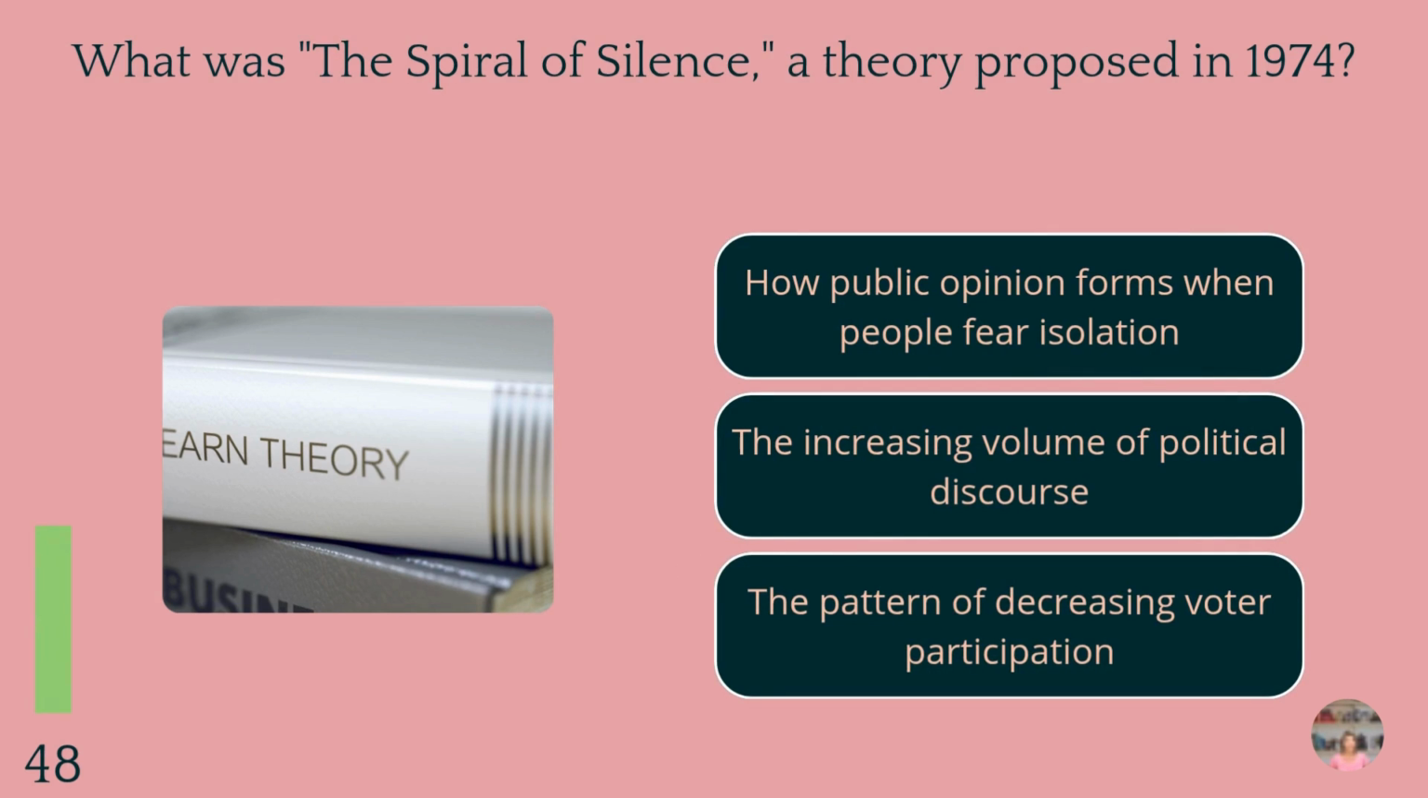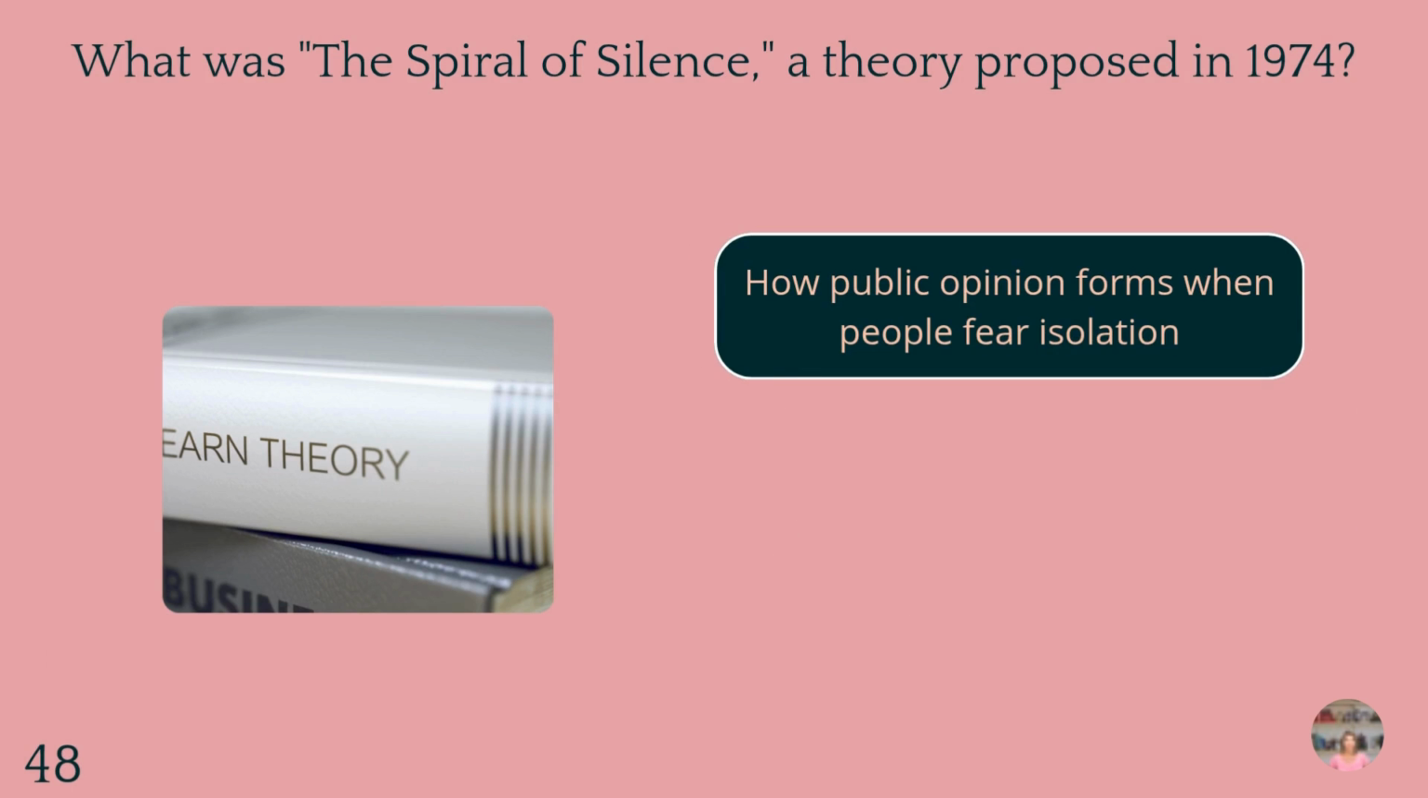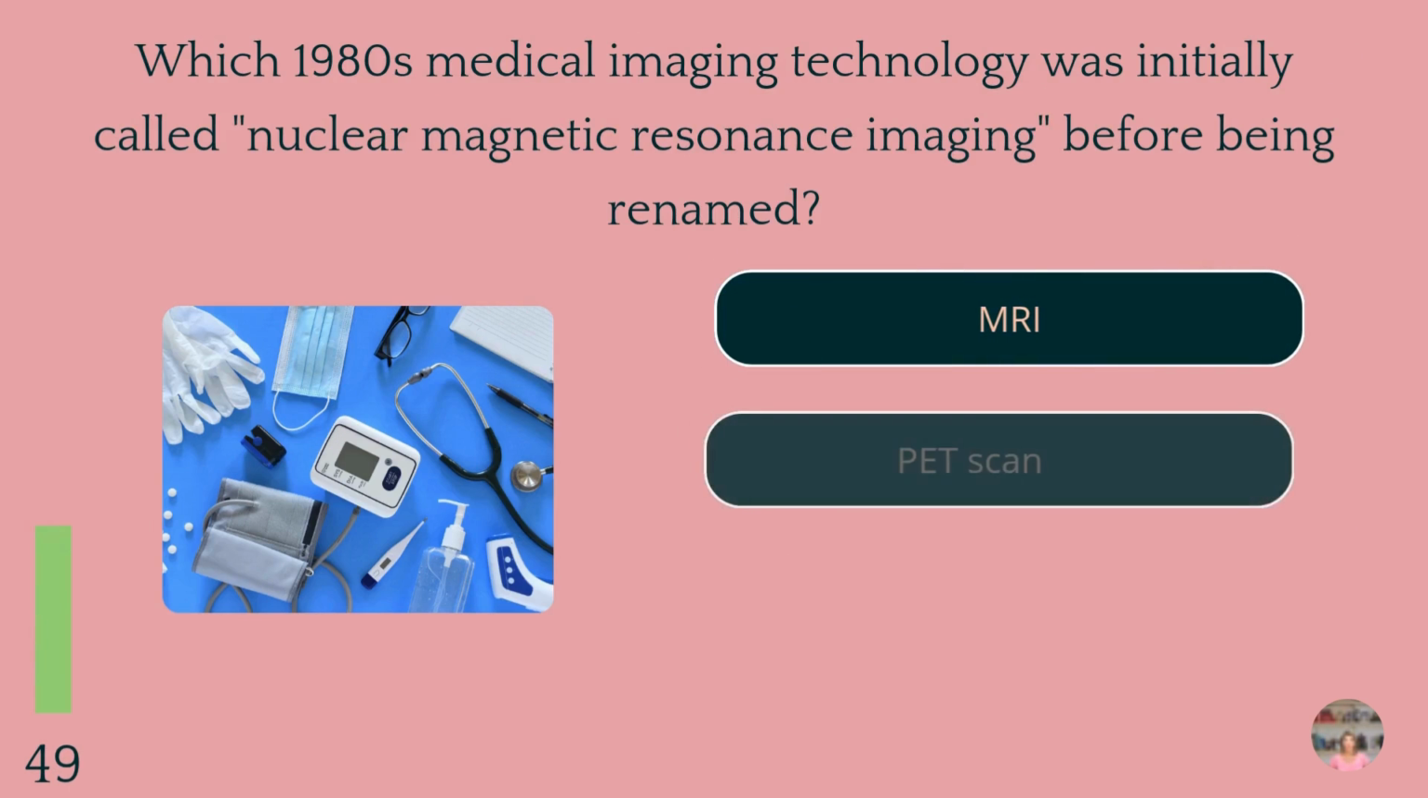What was the spiral of silence, a theory proposed in 1974? How public opinion forms when people fear isolation, the increasing volume of political discourse, or the pattern of decreasing voter participation? How public opinion forms when people fear isolation.